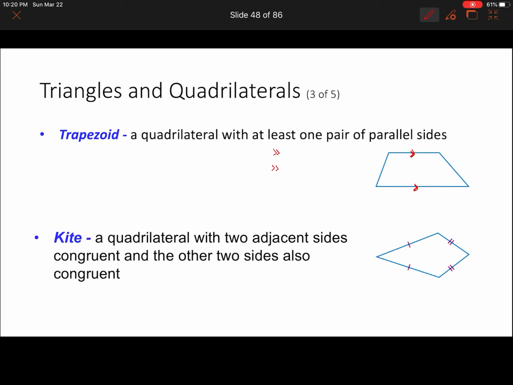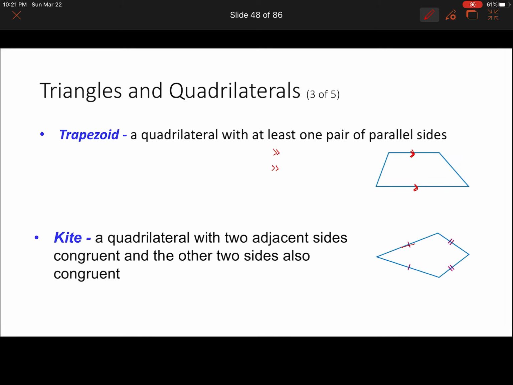Now, obviously, I'm not going to see you in person again this semester, so we're not going to do that in class. But that would be something that could be beneficial. Let them be creative, let them design a kite, but stipulate that it has to be a kite shape. And so a kite, the shape is defined as having two adjacent sides that are congruent with the other two sides also congruent.